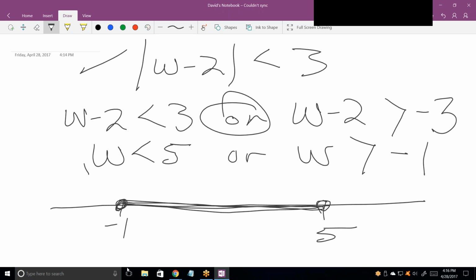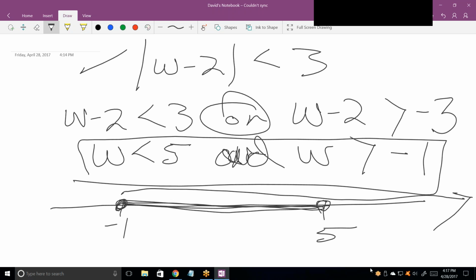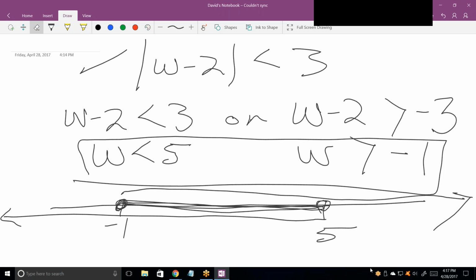However, if they were to give you a problem that says W is less than 5 and W is greater than minus 1, notice that that is the real number line, the entire number line. W is greater than minus 1 goes all the way there. W is less than 5 goes all the way there. You end up covering the whole number line. So there is a big difference on whether you use the words or and.